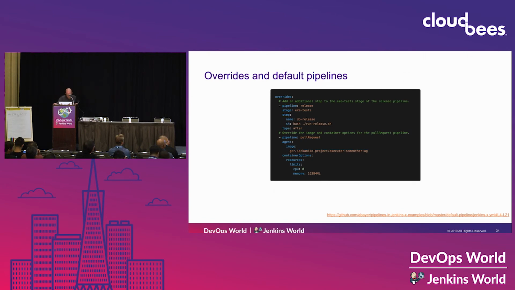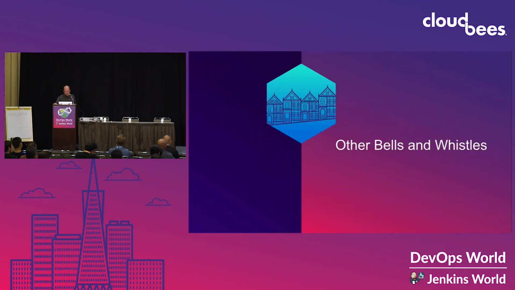It's just a little stupider because it's kind of a janky example. But yeah, here I'm overriding the agent and container options that are being used for the pull request pipeline, as well as adding a step to the release pipeline to run a release. So again, these examples are online and links, et cetera, et cetera. A few other bells and whistles around interacting with, writing, and using Jenkins X pipelines.